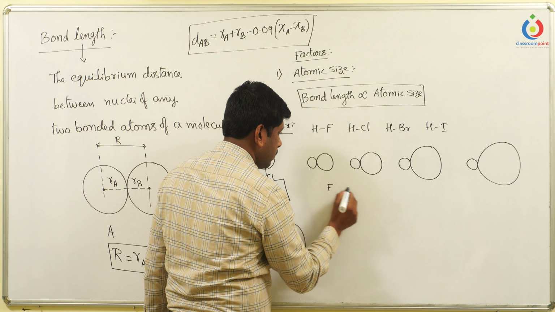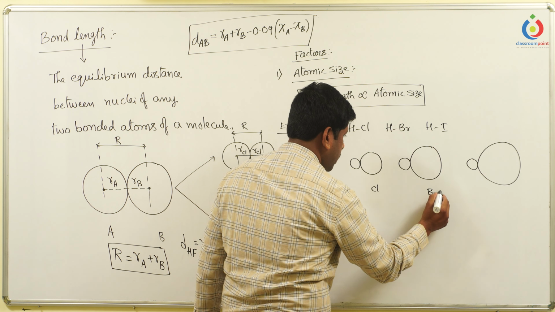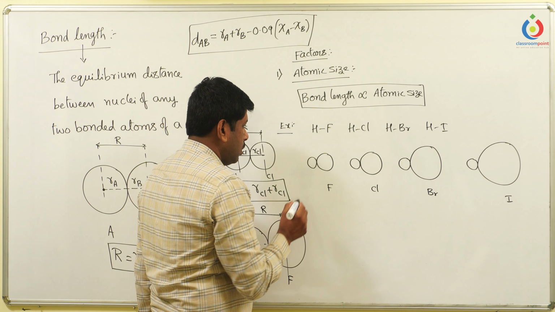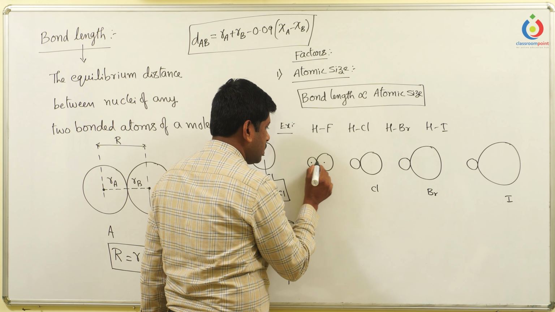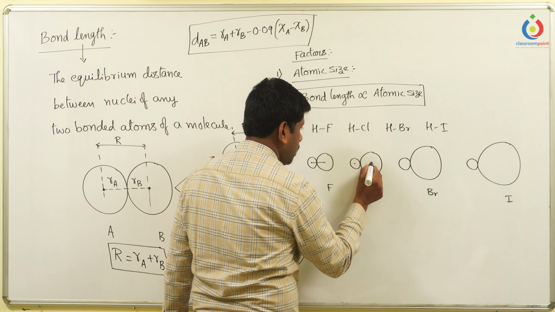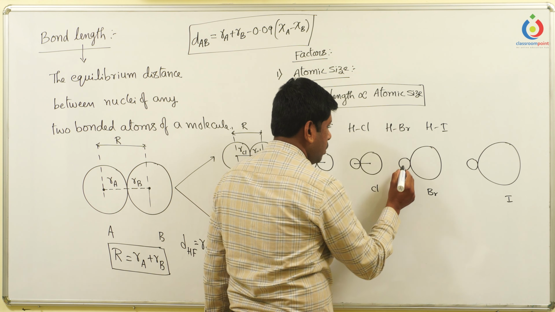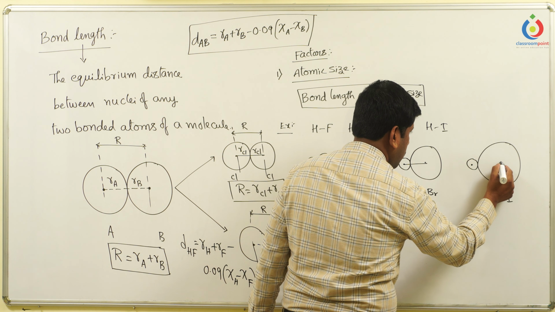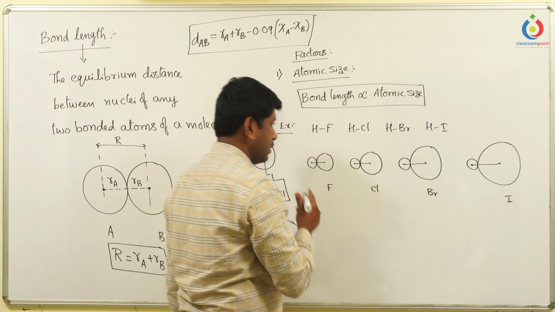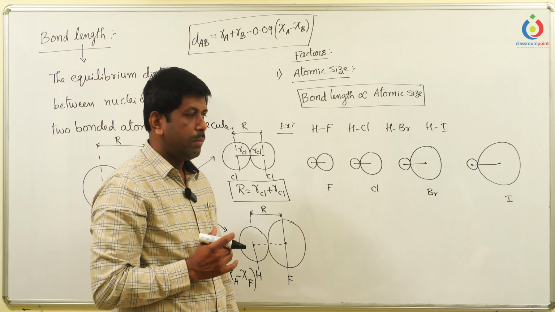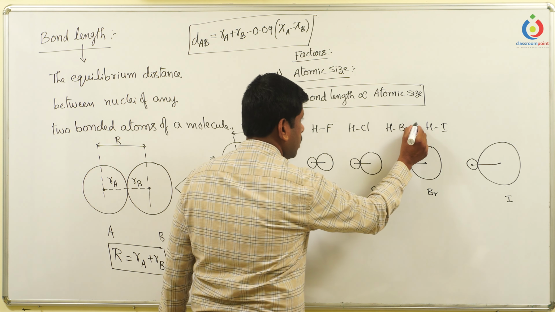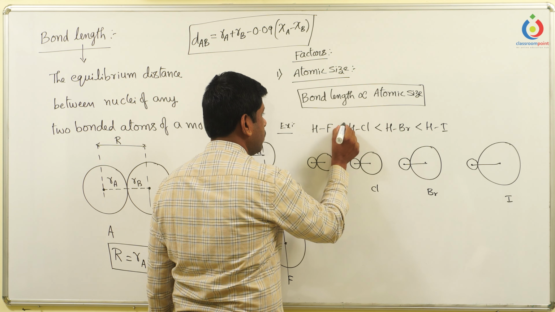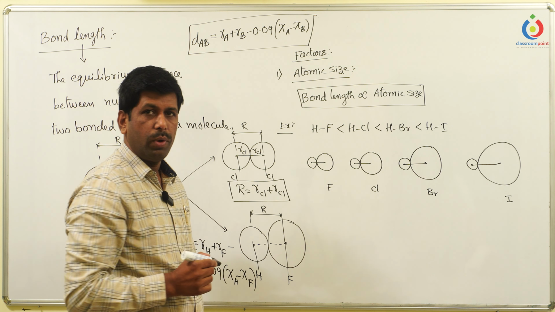So this is fluorine, chlorine, bromine and iodine. The hydrogen atom is the same in this case. So if you try to get the internuclear distance in all these cases, you can easily visualize that the length between the nuclei of both of these bonded atoms gradually increases as the size of one of the bonded atoms increases. So we can say that the bond length of HI is relatively more than hydrogen bromide, which is more than hydrogen chloride, which is more than hydrofluoric acid.